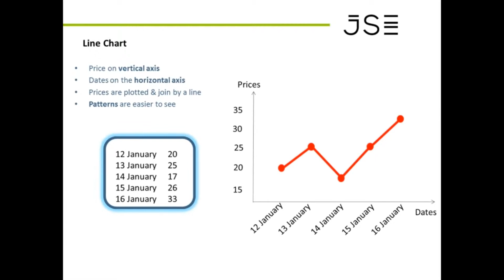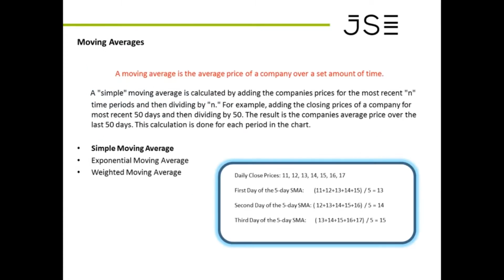Now, the line chart, just to remind you, you have the price on the vertical axis and the dates on the horizontal axis. Prices are plotted and they're joined by a line, and it's much easier to see a pattern and see actually the trend as to what is happening. And here's just an example of you plotting it. And you can do this in class every day. You can see the price, go and plot it, or you can go and find a chart or company that supplies charts and that you can actually just monitor it online yourself.